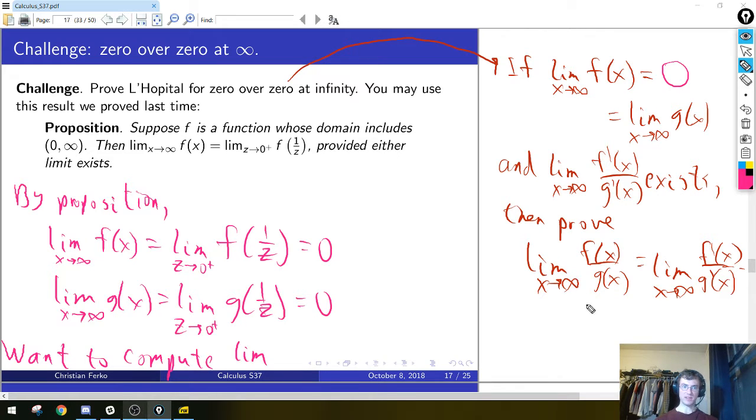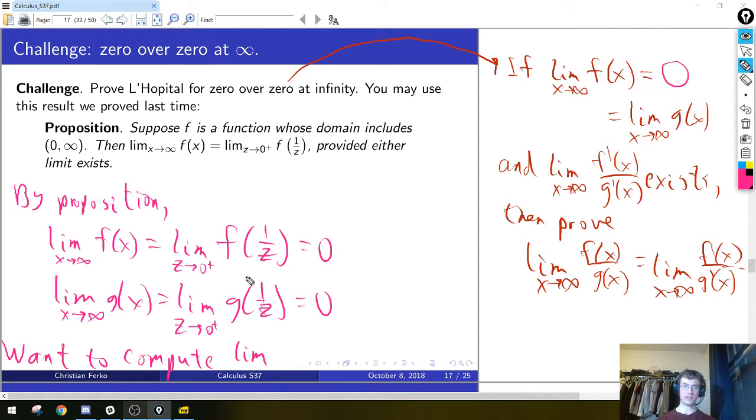Well, let's see. This is... Oh. You see where I'm going? Oh, never mind. We are using something about at 0. Yeah, I think we want to convert this statement into a statement at 0 and use the old L'Hopital we've already proven. That's the goal. Or at some a, not specifically 0. Yeah, at a. Good.